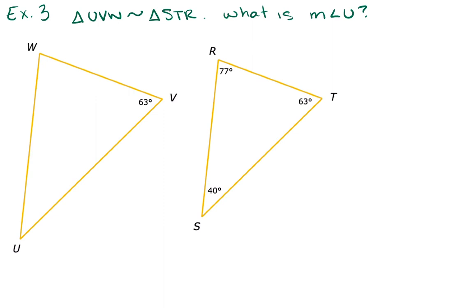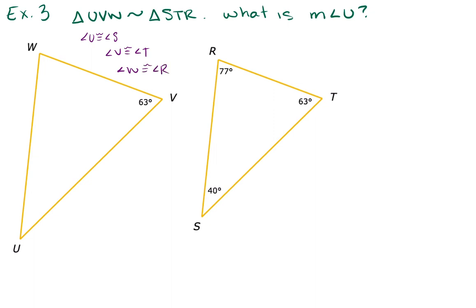Okay, so unpacking this statement, I'm looking at this and I can tell right away that angle U is going to be congruent to angle S because they are the first letters that are written. And angle V is going to be congruent to angle T. And angle W is going to be congruent to angle R.